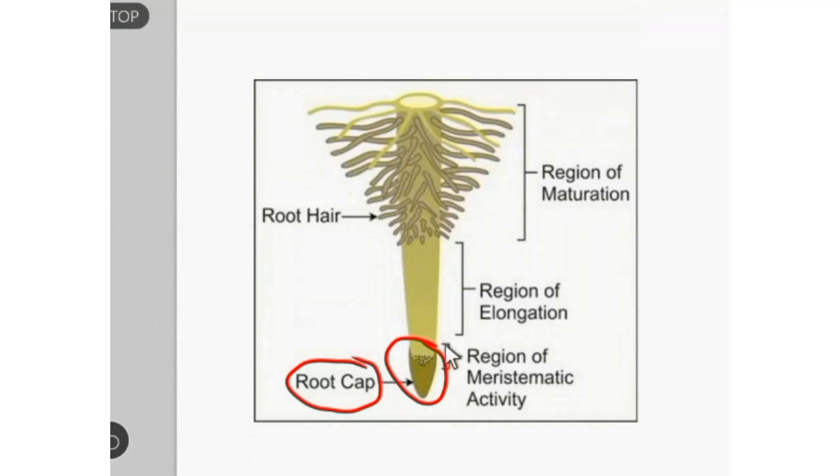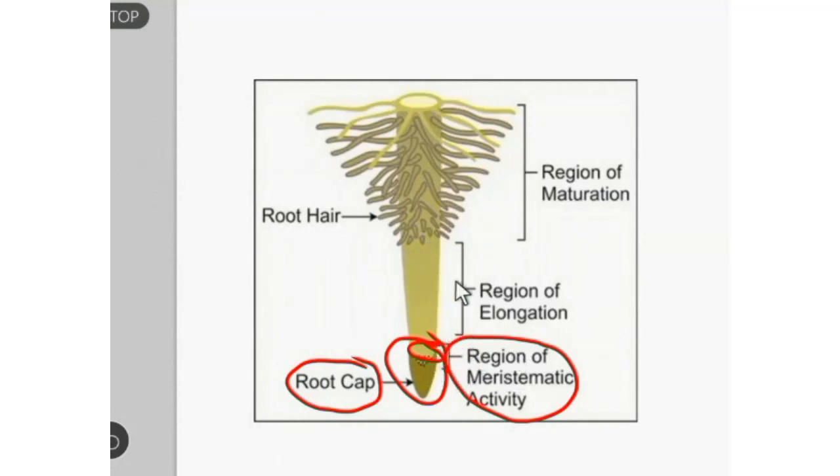Another region just above the root cap is the region of meristematic activity. Here the cells are thin-walled and have dense cytoplasm, and they are highly dividing cells. So these cells are immature, and these cells are meristematic cells.